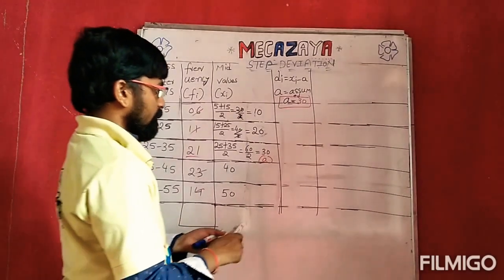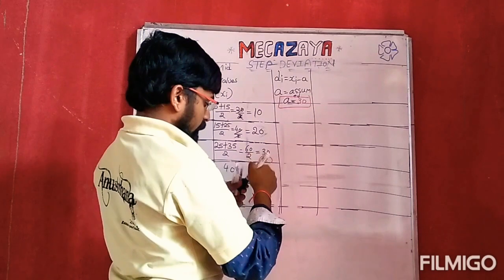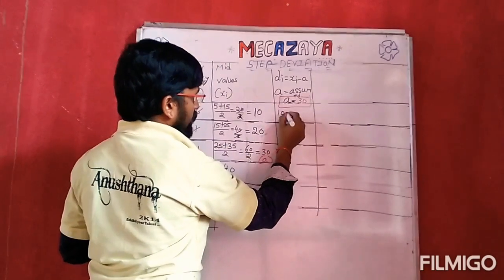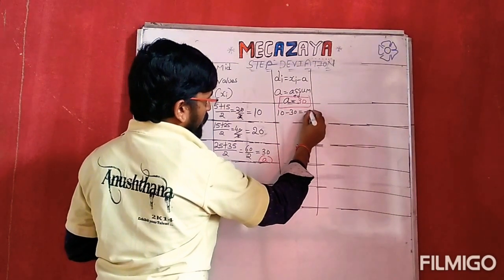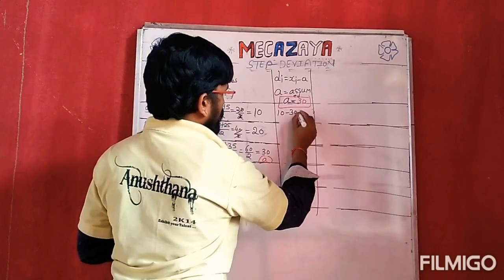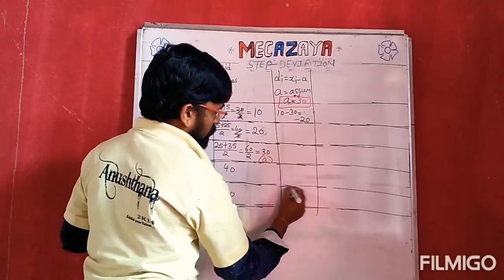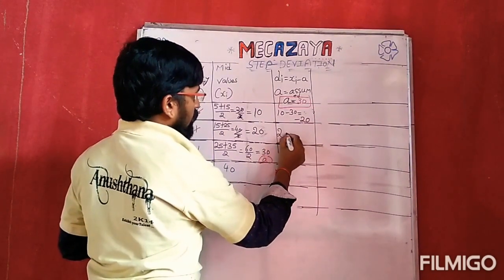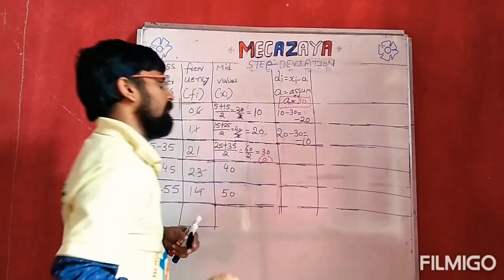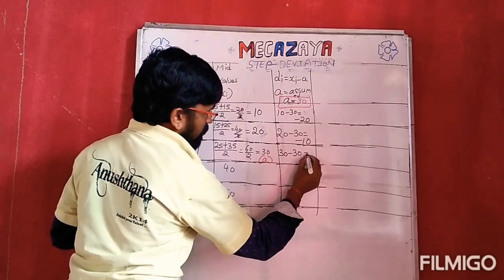So you can write here. Now it will be 10. di equals xi minus a. So 10 minus 30, the answer will be minus 20. Big number will be minus. So here 20 minus 30, the answer will be minus 10. Minus 10 here. 30 minus 30, the answer will be 0.